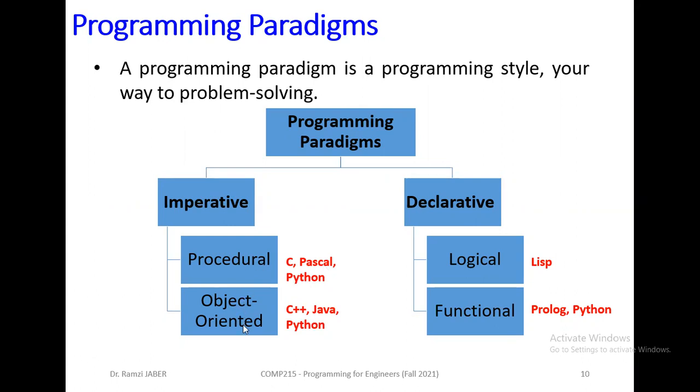Also, we have object-oriented. If you take an OOP course, you will use Java or C++. So C++ and Java are object-oriented, also imperative languages. And as you can see, Python is procedural and object-oriented, also functional. So the first part, step 1, step 2, step 3 in details, writing the syntax in detail, is called imperative. And we have the declarative paradigm.